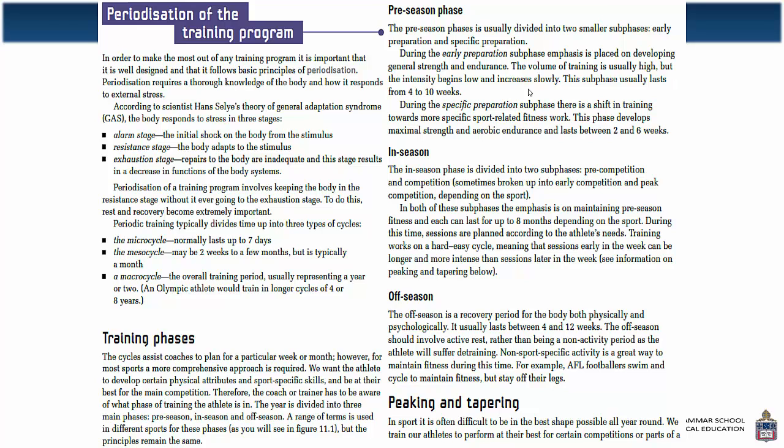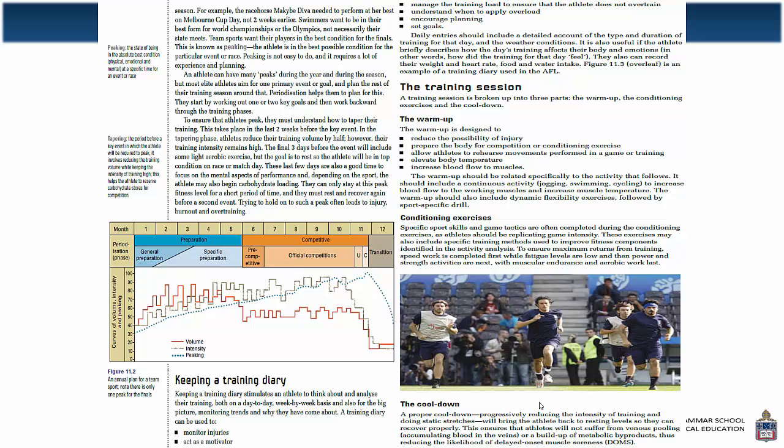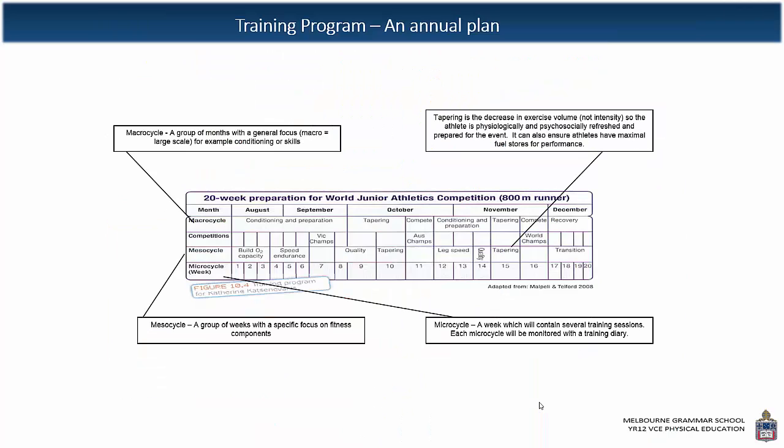In season, then, the volume is generally dropped, but the intensity is maintained and is still quite high. And then the off season, the idea with most off seasons is that the body recovers, but perhaps maintains fitness. And we're going to talk a little bit about peaking and tapering as well. So what we're just going to flick to now is we're going to talk about an annual plan, and I'll give you some examples as well that we'll look through.